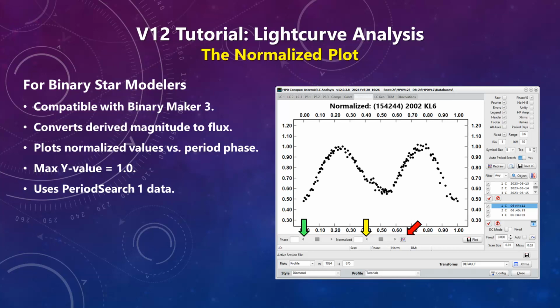The two sets of entry fields, and scroll bars next to them, allow you to tweak the data in phase and normalization. Use the Graph button to save the data in a format compatible with Binary Maker 3. The Plot button saves the normalized plot to a directory of your choosing.